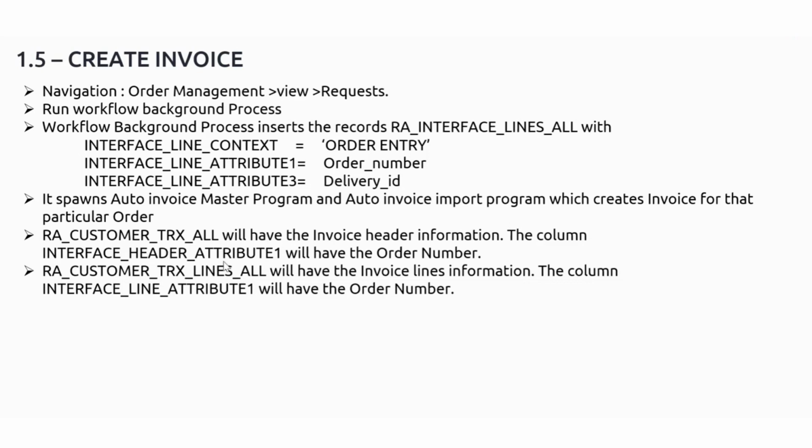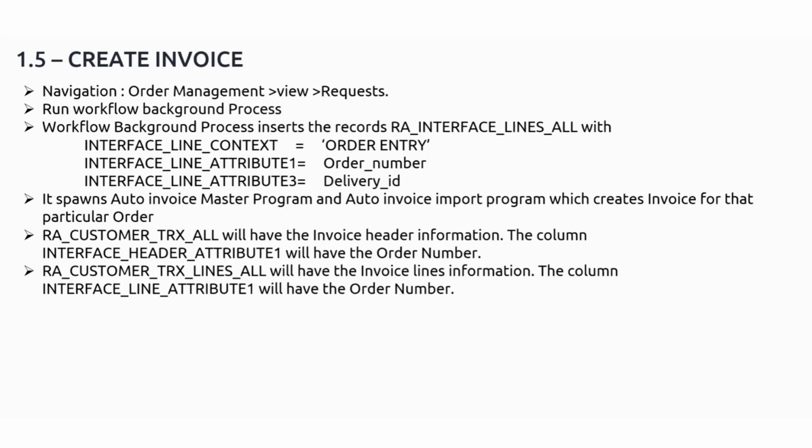And here also you can find the interface header attribute 1, which will be your order number. Here INTERFACE_LINE_ATTRIBUTE1 will be your order number. There is INTERFACE_LINE_ATTRIBUTE6, which will be your line ID in RA_CUSTOMER_TRX_LINES_ALL. So the Auto Invoice Master program will be responsible to transfer the data from the interface to the base tables and basically responsible to create the invoice.